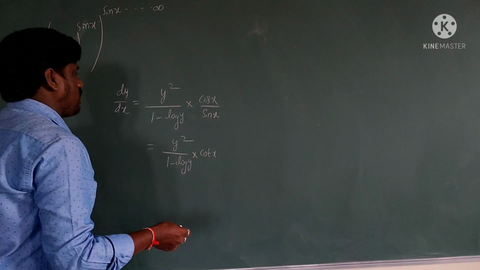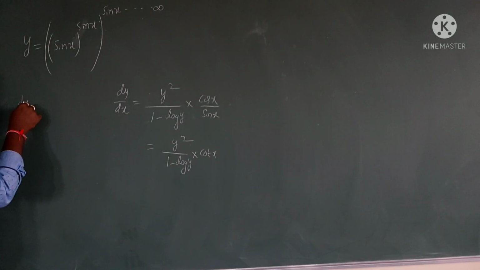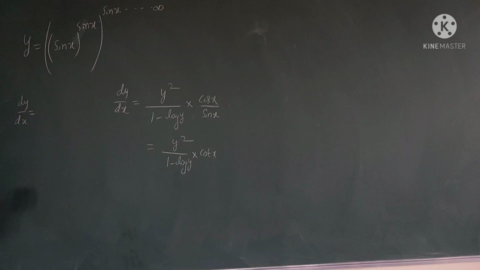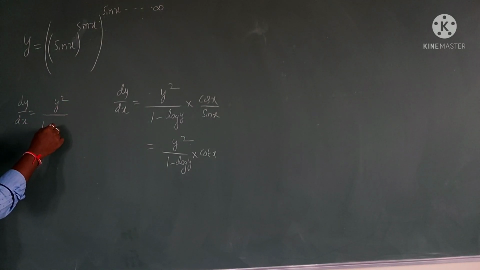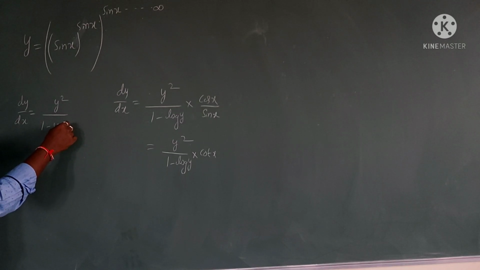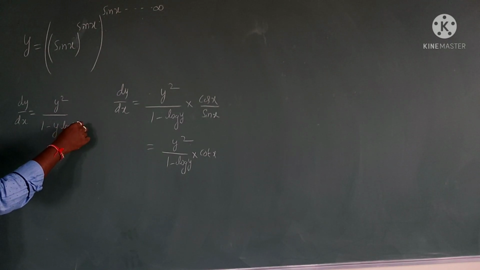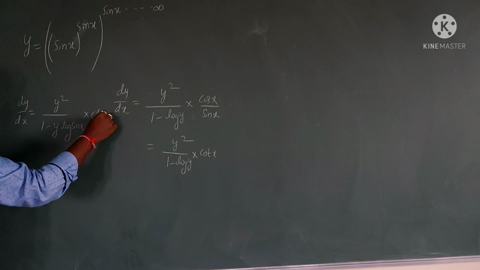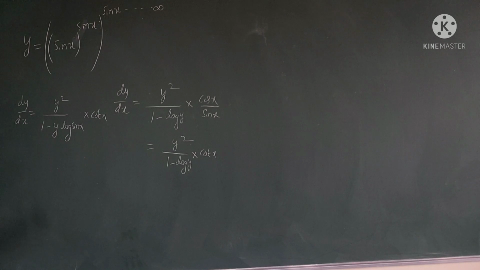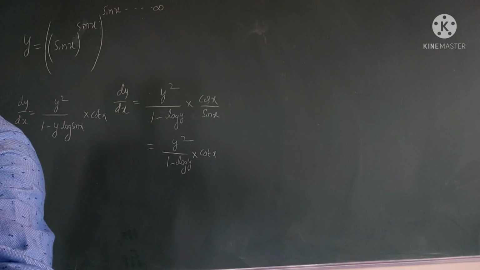One more formula is what? dy by dx is equal to y square upon 1 minus y into log sin x, f of x is sin x, into, same you get as what here? Cot x, f dash of x by f of x. So we use this formula, so it becomes simple and easy. Am I right? Let's move on to the next.